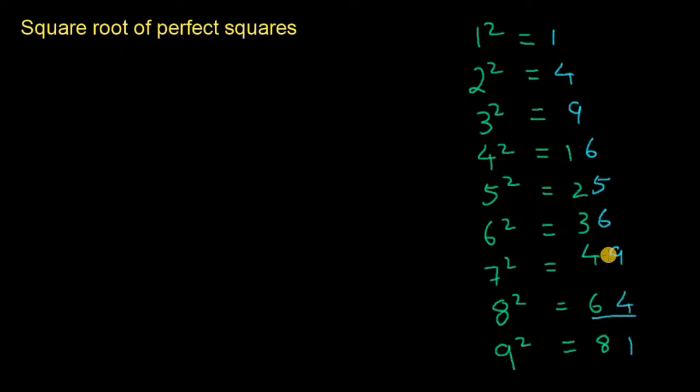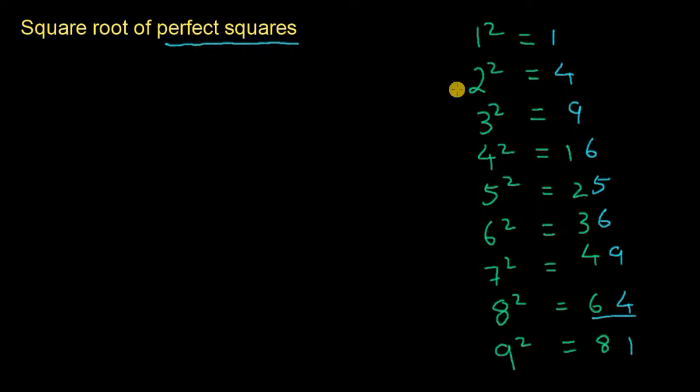For that matter, 49 is also known as a perfect square because the square root of 49 will be 7 and it's a whole number. So in this video, we'll be only dealing with perfect squares. I'll be doing another video for finding square roots of non-perfect square numbers also. So the link to that video will be in the description. Make sure to check that out.